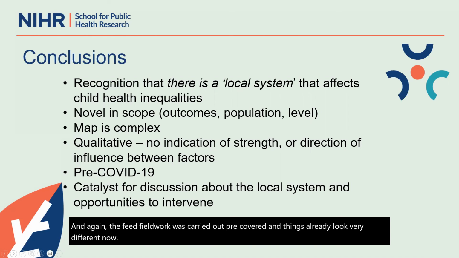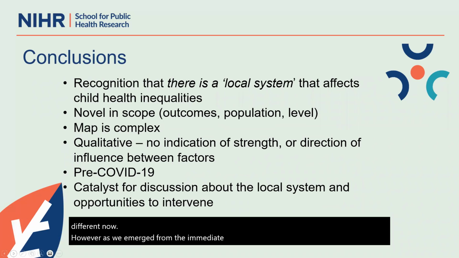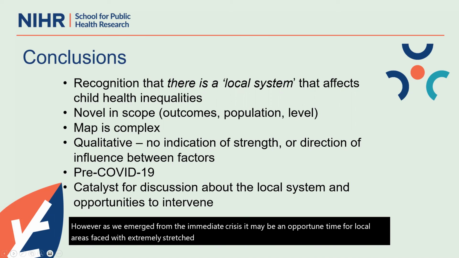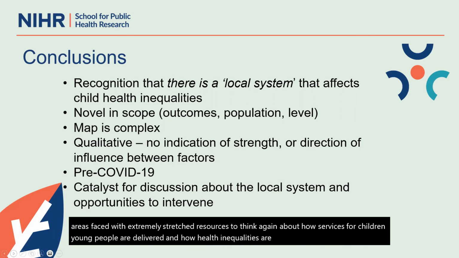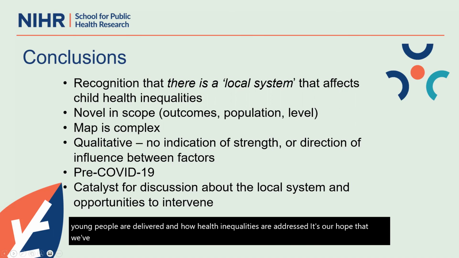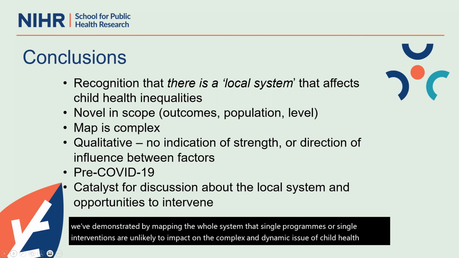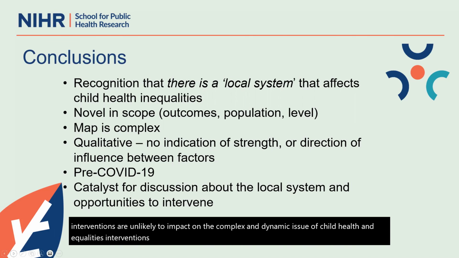However, as we emerge from the immediate crisis, it may be an opportune time for local areas faced with extremely stretched resources to think again about how services for children and young people are delivered and how health inequalities are addressed. It's our hope that we've demonstrated by mapping the whole system that single programmes or single interventions are unlikely to impact on the complex and dynamic issue of child health inequalities. Interventions at a systems level are more likely to be required.